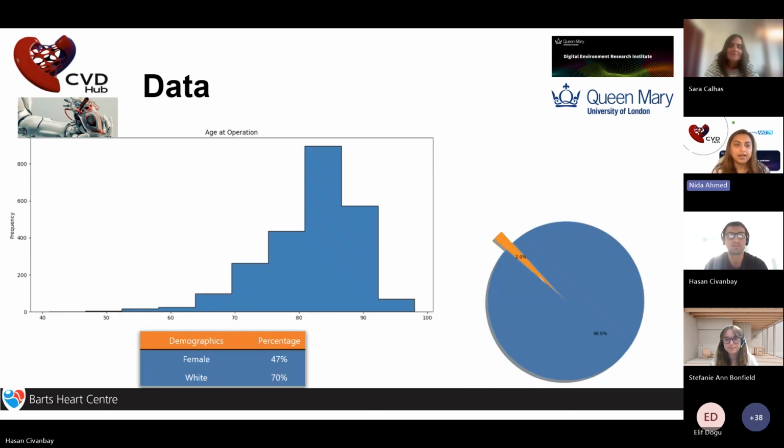Thank you so much. So here's our data. Age at operation is consistent with our more older cohort. Most of our patients were Caucasian, but 47% were female, so we had good distribution there. Generally, in heart conditions, you don't see as many females, but in this case, we were able to get near balance. Could you click next, please?